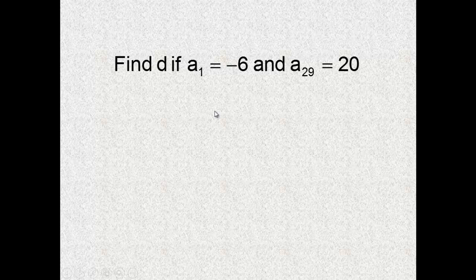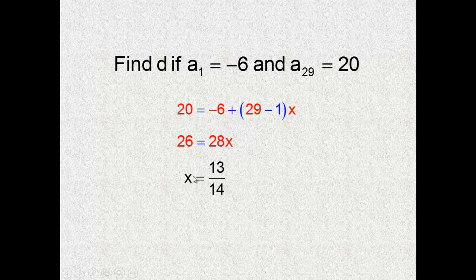How about if we find d, if a_1 is -6 and a_29 is 20? a_29 is 20, a_1 is -6, and n here is 29. The common difference is asked. So the x, or common difference, is 13/14.